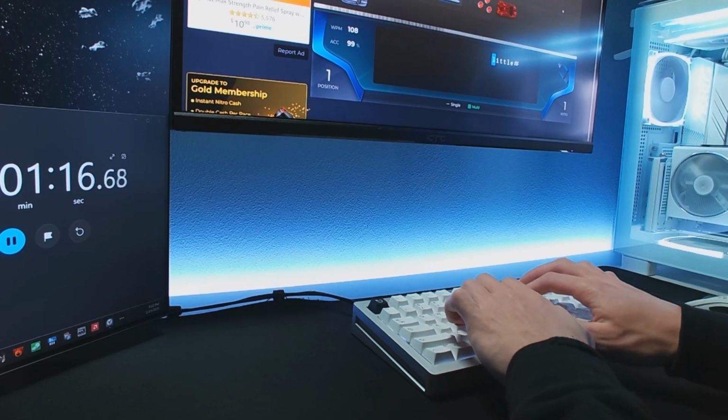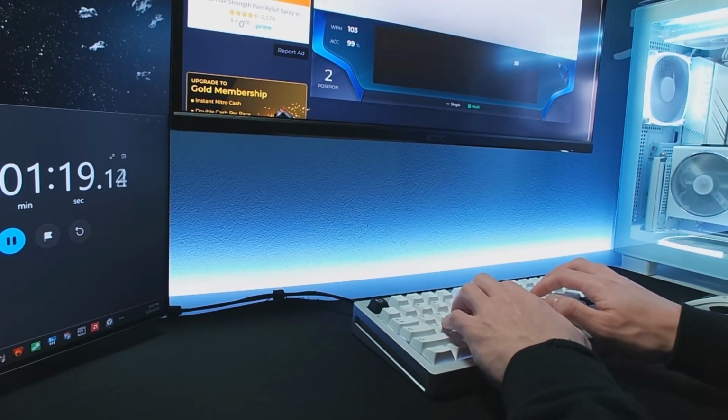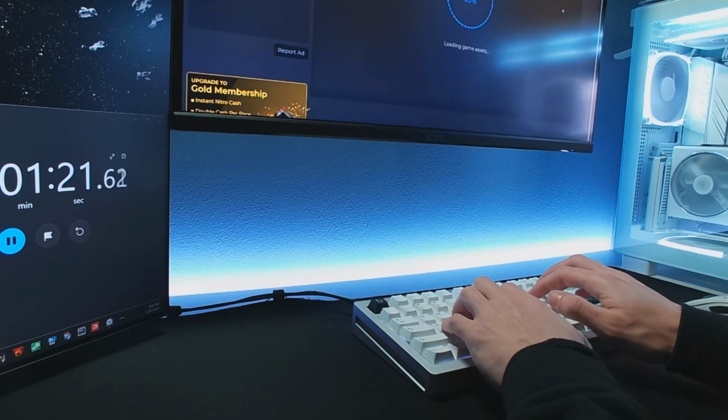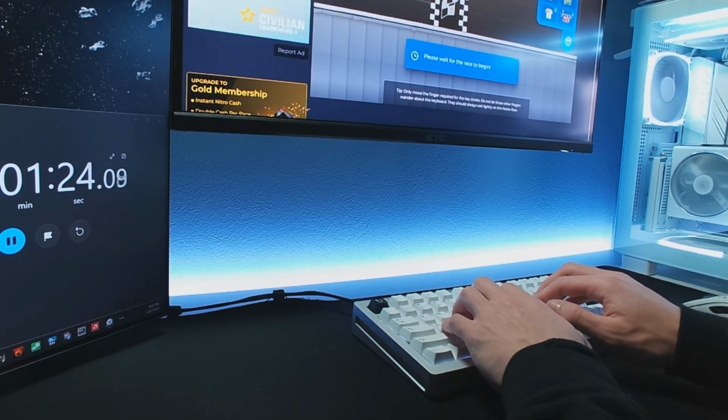For session efficiency, it took me 6 minutes and 22 seconds to do 10 races at a fixed speed of around 100 words per minute. This means that the average race time on this PC is 38.2 seconds per race, which means that a 100 race session would take 1 hour, 3 minutes, and 40 seconds to do.